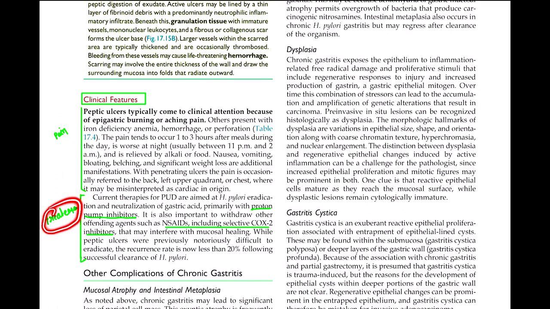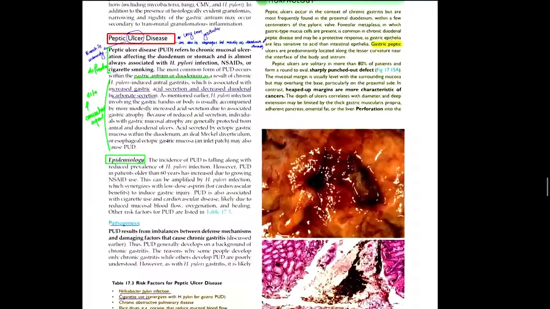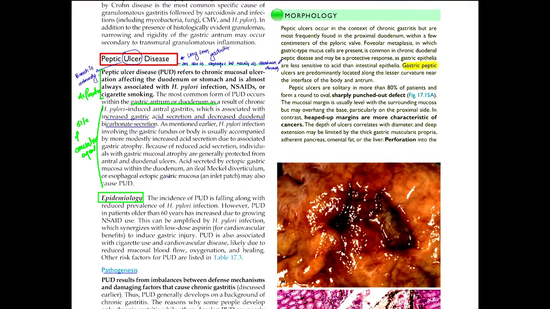Here is the mention of treatment. Here it is writing proton pump inhibitor. And the things that are aggravating peptic ulcer disease must be withdrawn. Now this was all about peptic ulcer disease. With it, there is the end of the discussion.